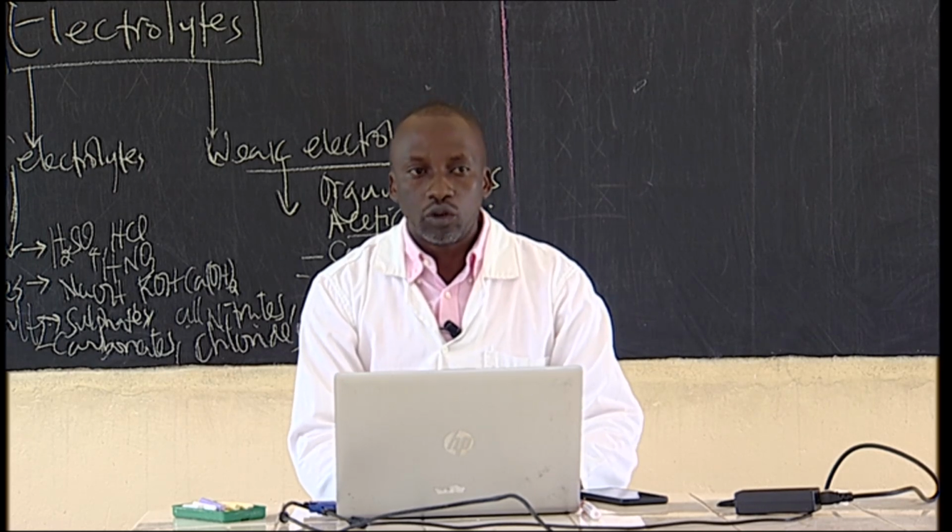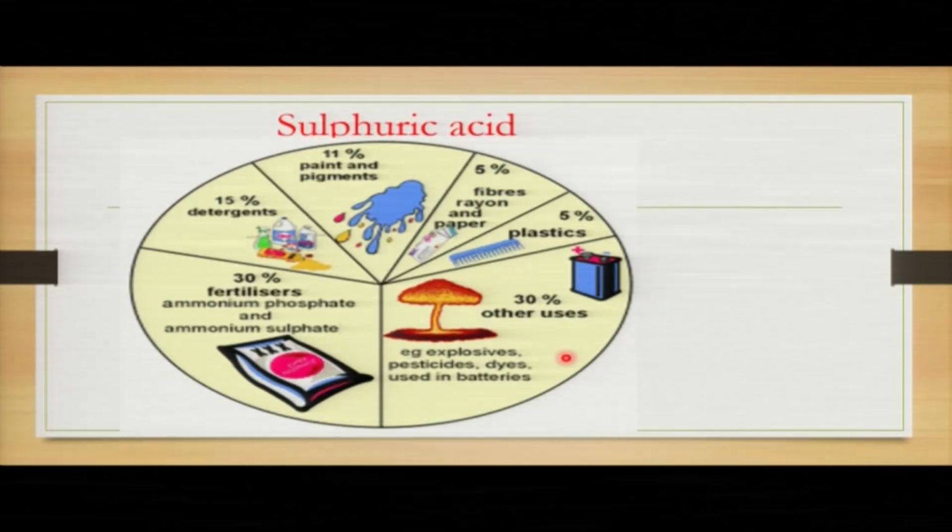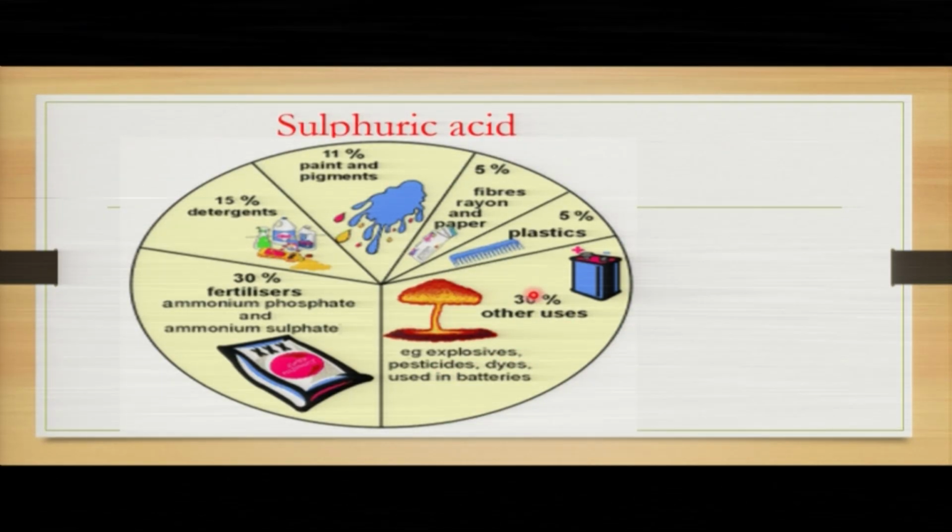Then other uses include explosives, pesticides, dyes, and the batteries that we have also mentioned. All these take 30%. The electrolyte in car batteries, the pesticides, the dyes, and explosives, all those ones take only 30%.